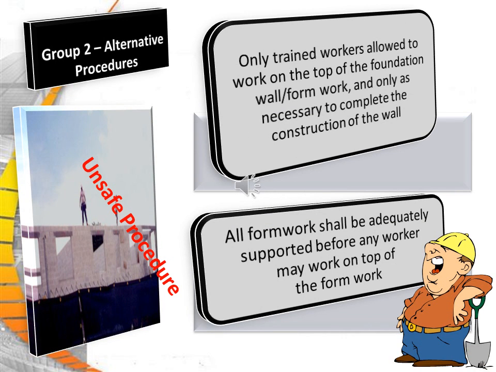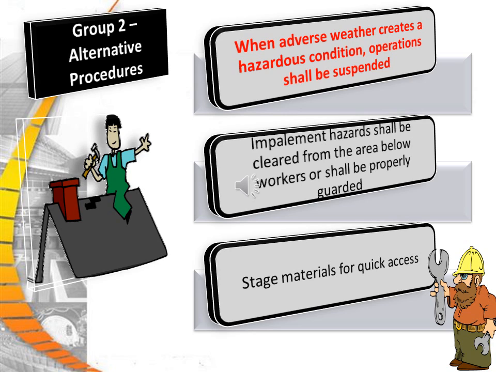Only trained workers are allowed to work on top of the foundation wall or formwork, and only as necessary to complete construction of the wall. All formwork shall be adequately supported before any worker may work on top of the form. When adverse weather creates hazardous conditions, operations shall be suspended. Impalement hazards shall be cleared from the area below the workers or shall be properly guarded. Again, all stage materials should be placed for quick access.